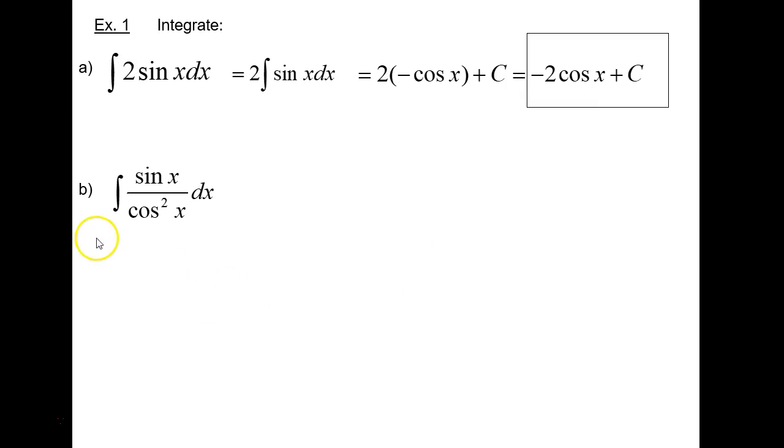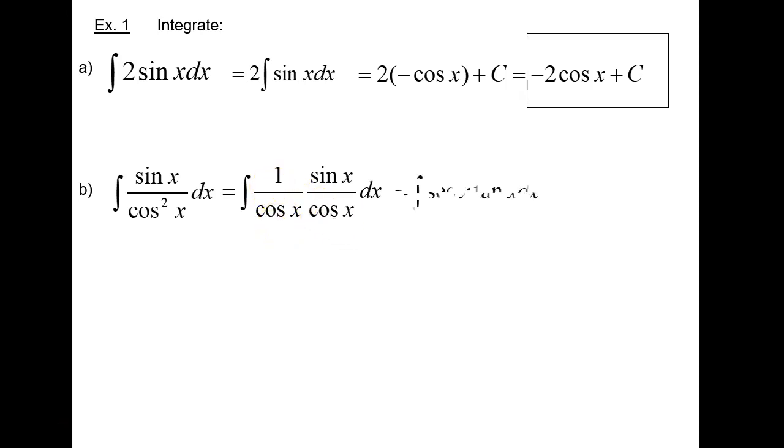How about this one, the antiderivative of sine x over cosine squared x? This looks kind of complicated, so let's see if we can use some trig identities to simplify this. You agree that this could be written as 1 over cosine x times sine x over cosine x, right? And 1 over cosine x, remember, that's secant x. And sine x over cosine x, remember, is tangent x from trigonometry. So this is the equivalent of saying, what's the integral of secant x tan x? And that comes straight from our list. That's just secant x plus c.